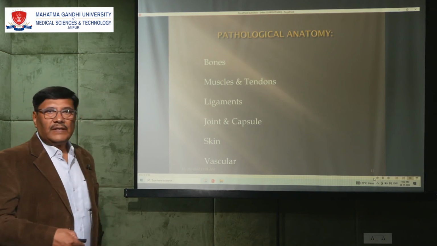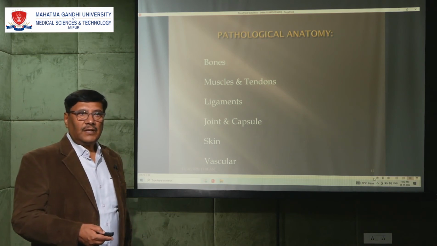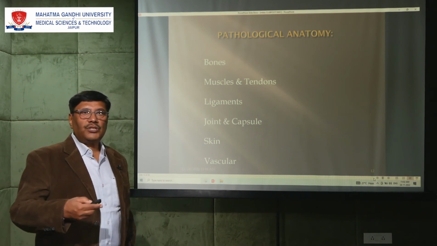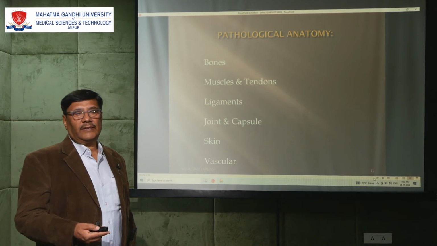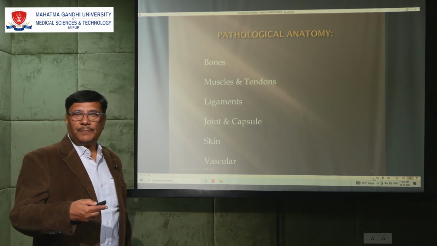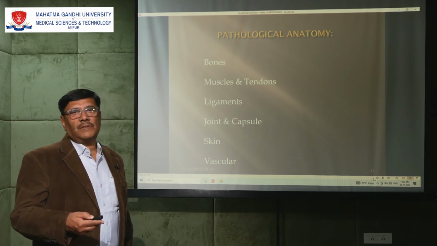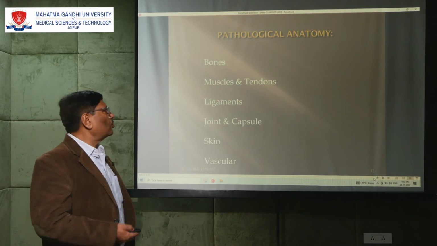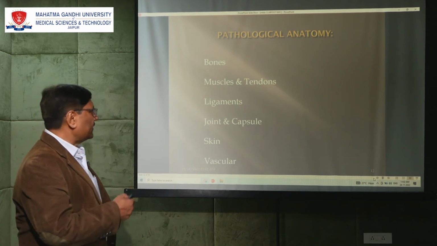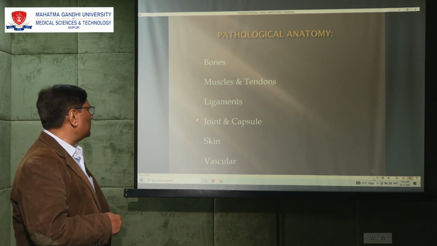Now we will discuss the pathological anatomy. We know about the etiological factors. Actually, now which tissues are abnormal, because of which this deformity occurs? And if we identify that pathology, we now understand the principles of how to treat this disease. So in pathology, all these structures are abnormal: bones, muscles and tendons, ligaments, joints, capsule.